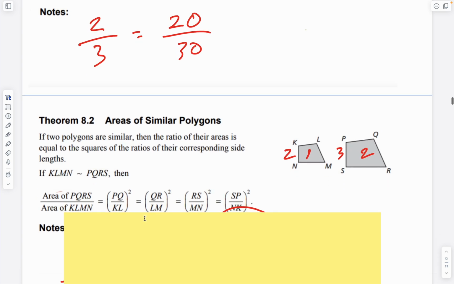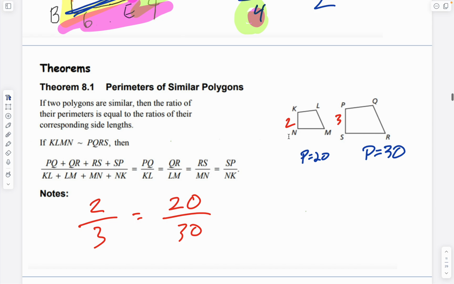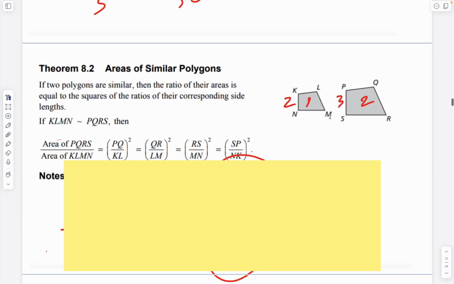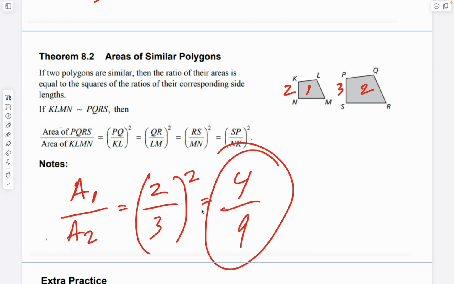They'll always be equal. Area is a little bit different. Remember, perimeter is just adding sides together, so the ratio of the perimeters is equal to the ratio of the sides. Area is different because we're multiplying things. Remember, area is units squared. So the ratio of the areas is equal to the squares of their corresponding side lengths. If I ask you what's the ratio of the areas here, and the two sides were 2 and 3 again, the area ratio would be 4 over 9. 2 over 3 squared: 2 squared is 4, 3 squared is 9.